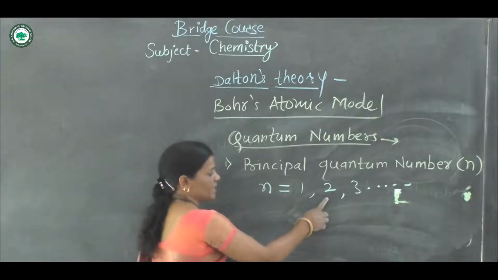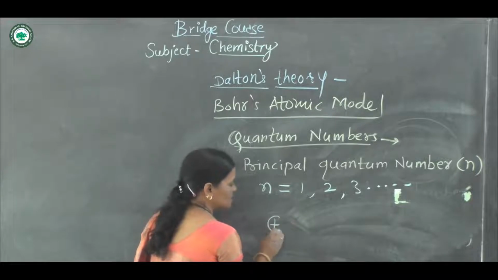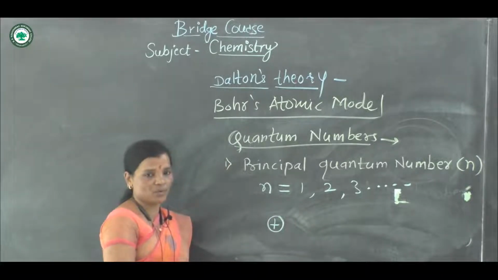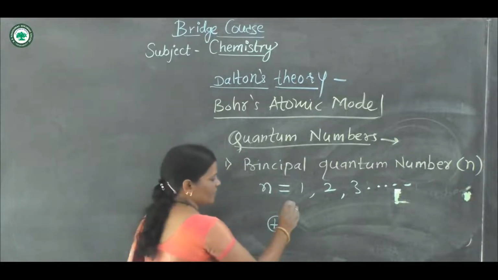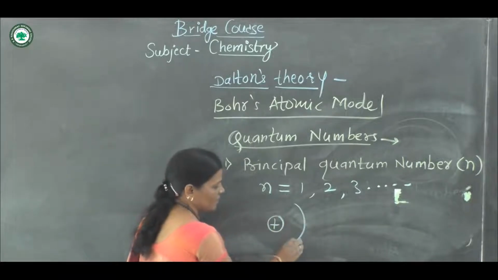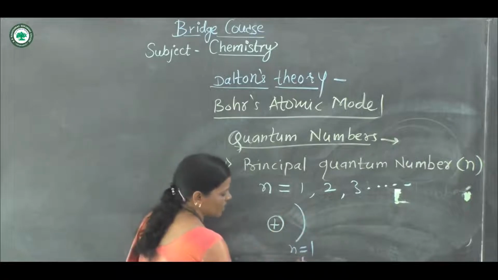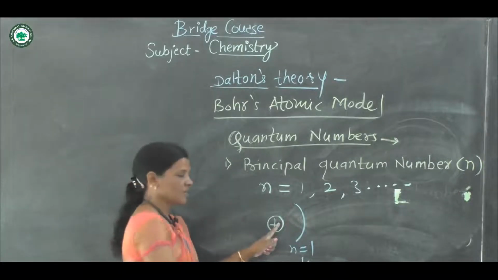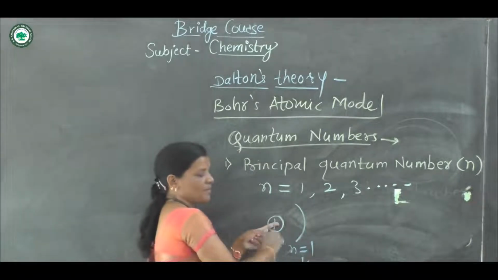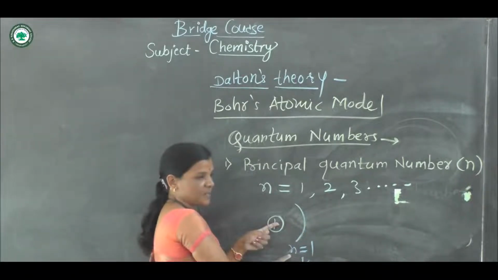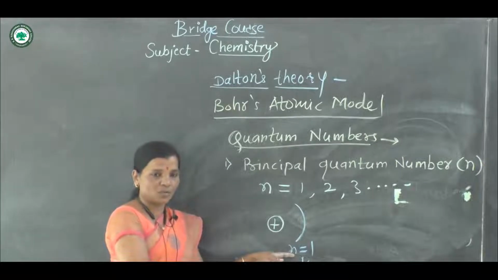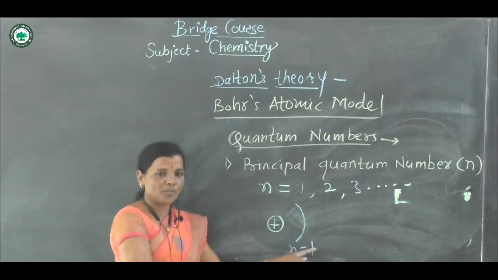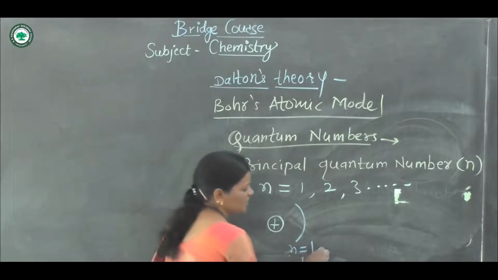What this value indicates, for example, consider this as the center of the nucleus. When n is equal to 1, this shell is called the K shell. That means here is the positive center, then the first orbit. When the principal quantum number value n is equal to 1, that is the K shell.